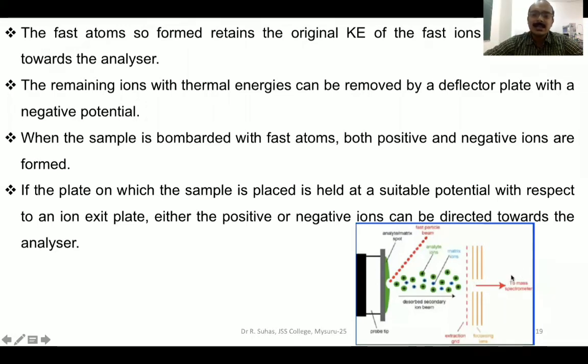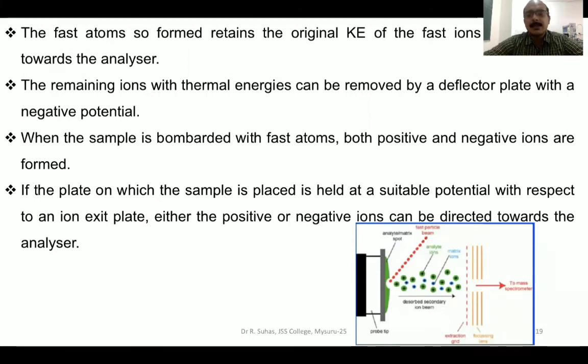So the mass analyzer essentially consists of both an electric analyzer as well as a magnetic analyzer, and then it will go to the detector. The fast atoms so formed retain the original kinetic energy of the fast ions and proceed towards the analyzer. The remaining ions with thermal energies can be easily removed by a deflector plate with a negative potential. Whatever remaining ions are there with just thermal energies, we want only the atoms with fast kinetic energy, so those have to be removed by means of a deflector plate connected to a negative potential.